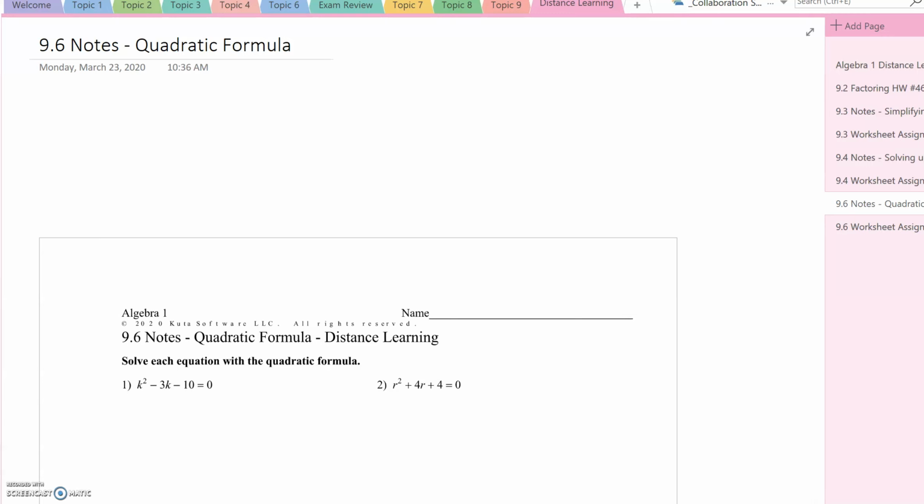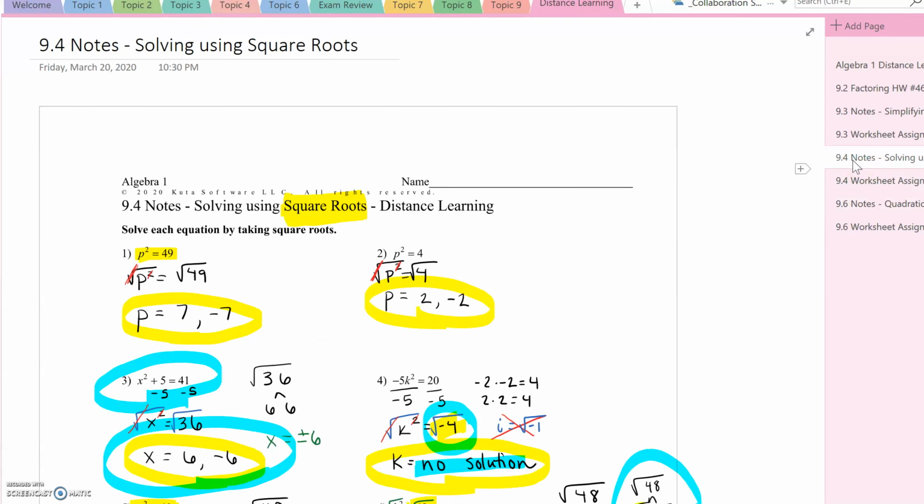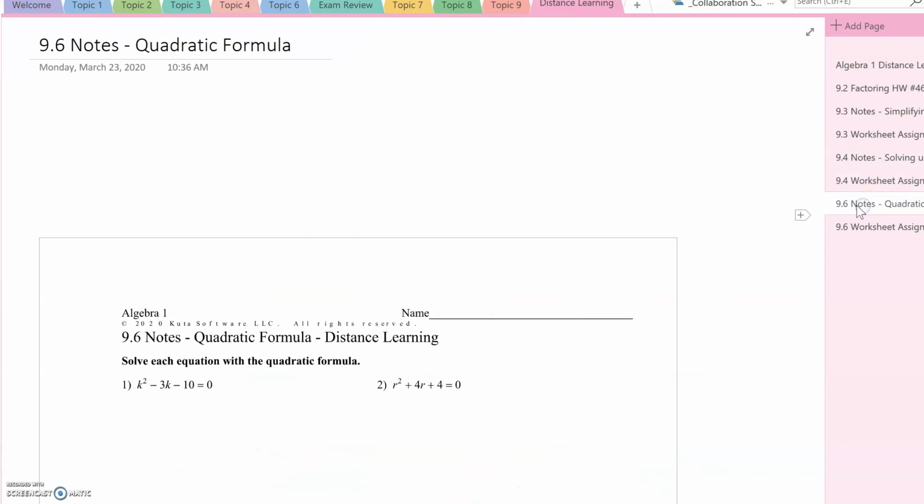Our notes for today, we are actually going to skip to section 9.6. If you remember, the last time I was talking to you through a video, we were doing 9.4, solving using square roots. We're going to skip to 9.6, which is solving using the quadratic formula. The section that we skipped is 9.5, which is solving by completing the square. It's a special type of solving that's a little bit above the scope of the course for Algebra 1. So you will learn how to complete the square in Algebra 2, and you'll use it a ton in pre-calculus. But for Algebra 1, we are going to skip completing the square.